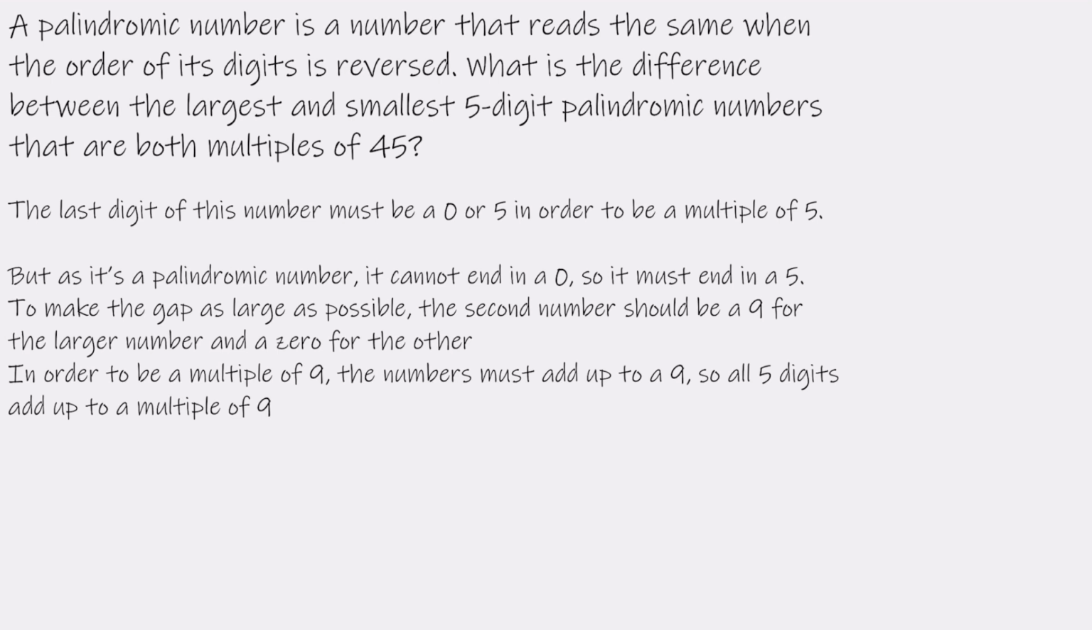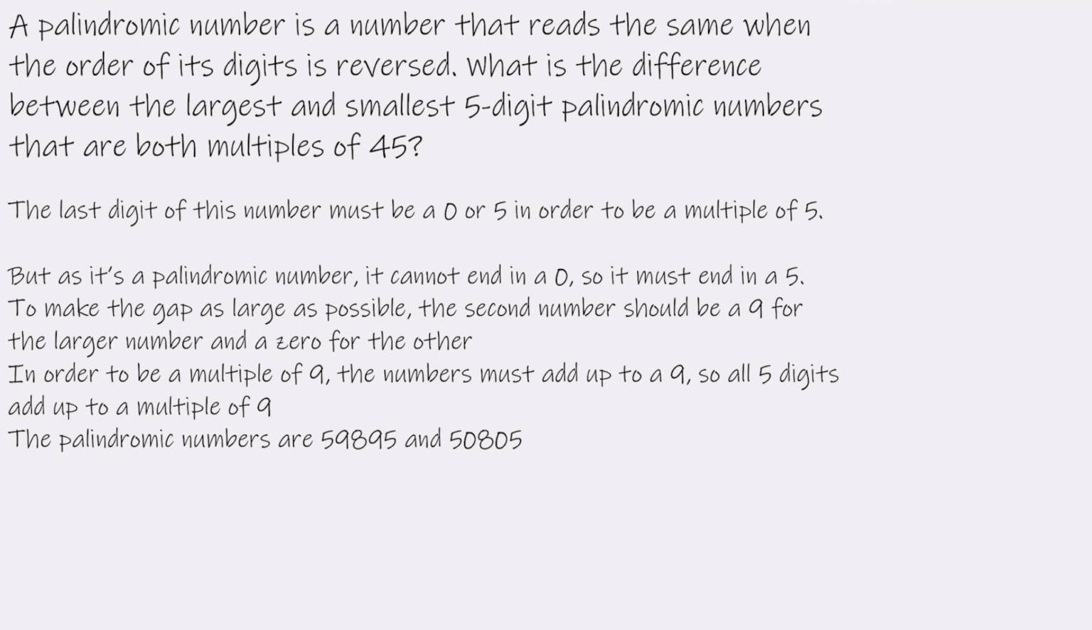And for the 5005 example, the 4 digits add up to 10. The next multiple of 9 is 18. So therefore, the middle number must be an 8 as well. So that means that the palindromic numbers that we're looking at are going to be 59,895 and 50,805.